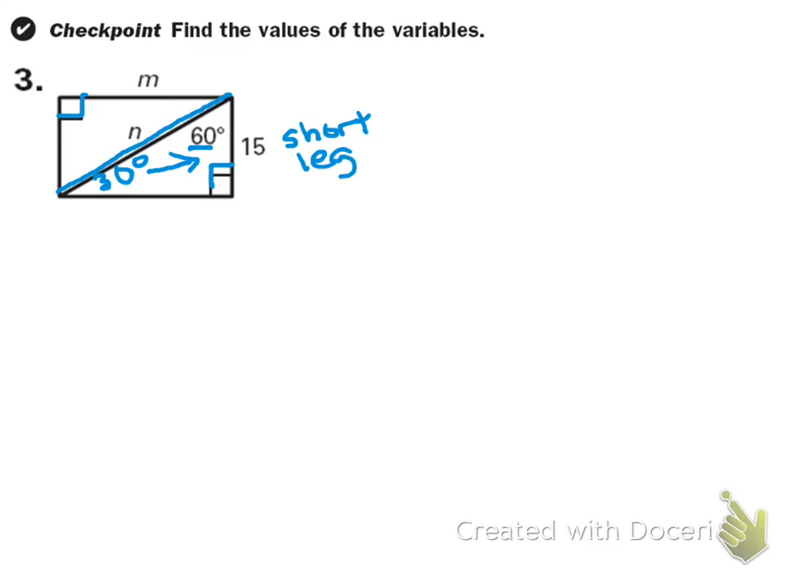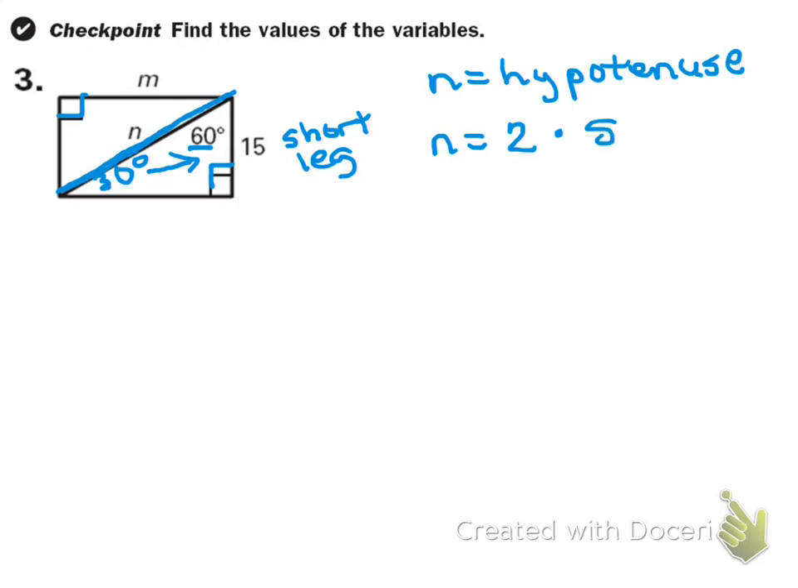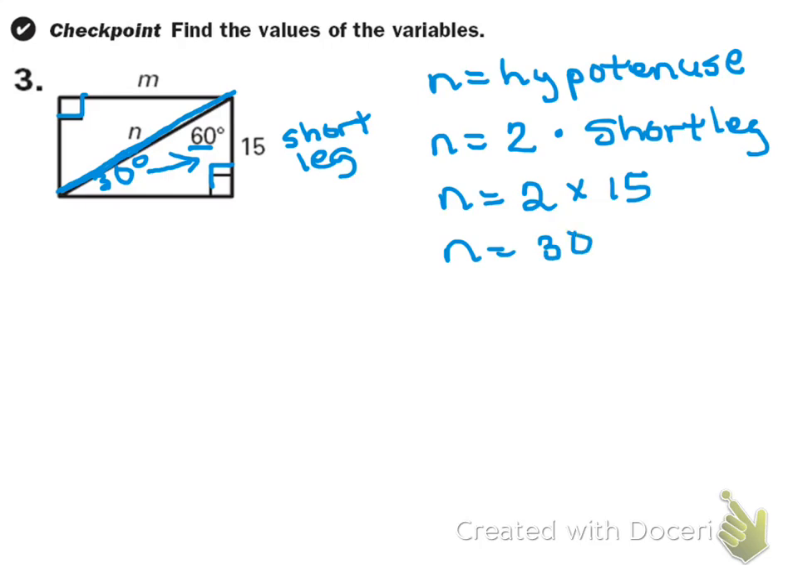Okay. The first side we want to find is our hypotenuse, n. Remember, in a 30, 60, 90 triangle, the hypotenuse is always equal to 2 times the short leg. So n is equal to 2 times the 15. n would be equal to 30. Next, we want to find m.